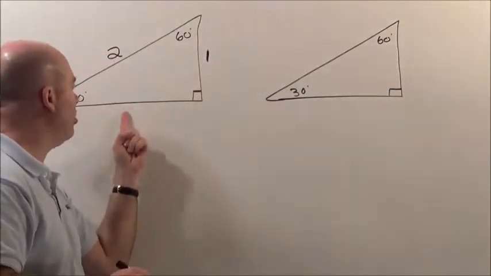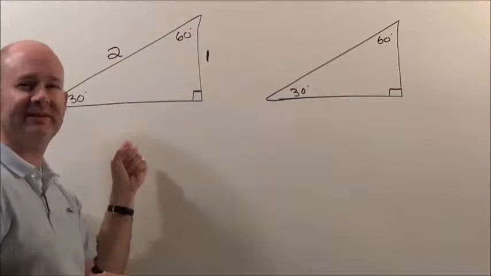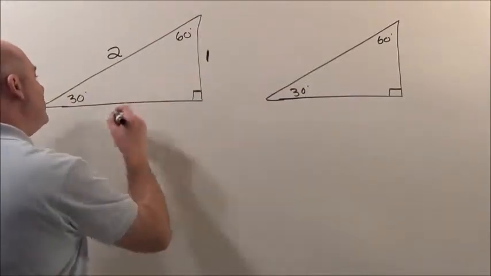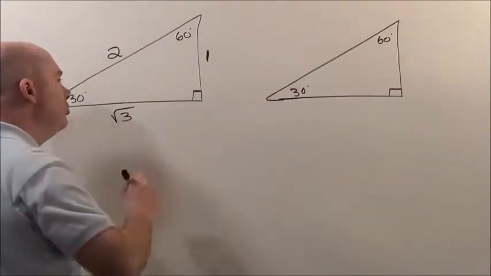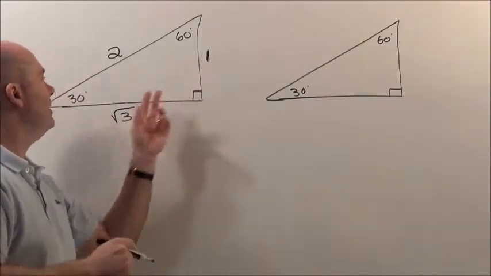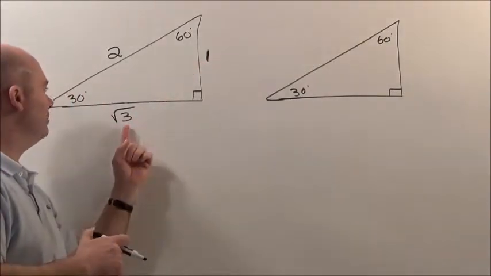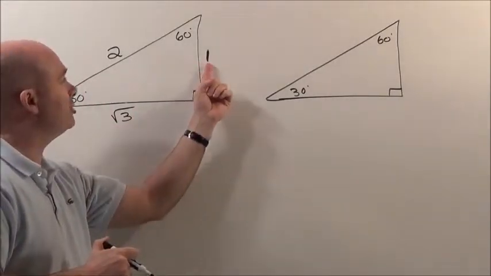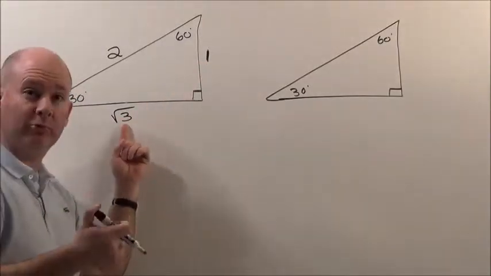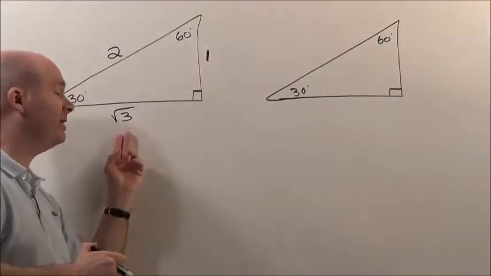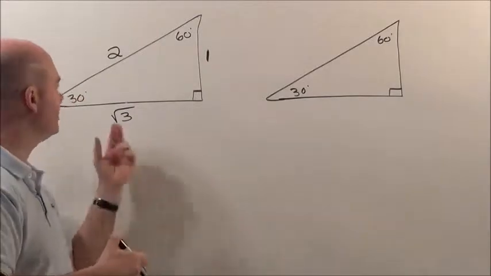Now what about the long leg, the leg that's across from the 60? Well, it'll always be root 3 times. So basically when this is 1, this will be root 3. If this were 2, this would be 2 root 3s. If this is 3, this will be 3 times root 3, and so forth.